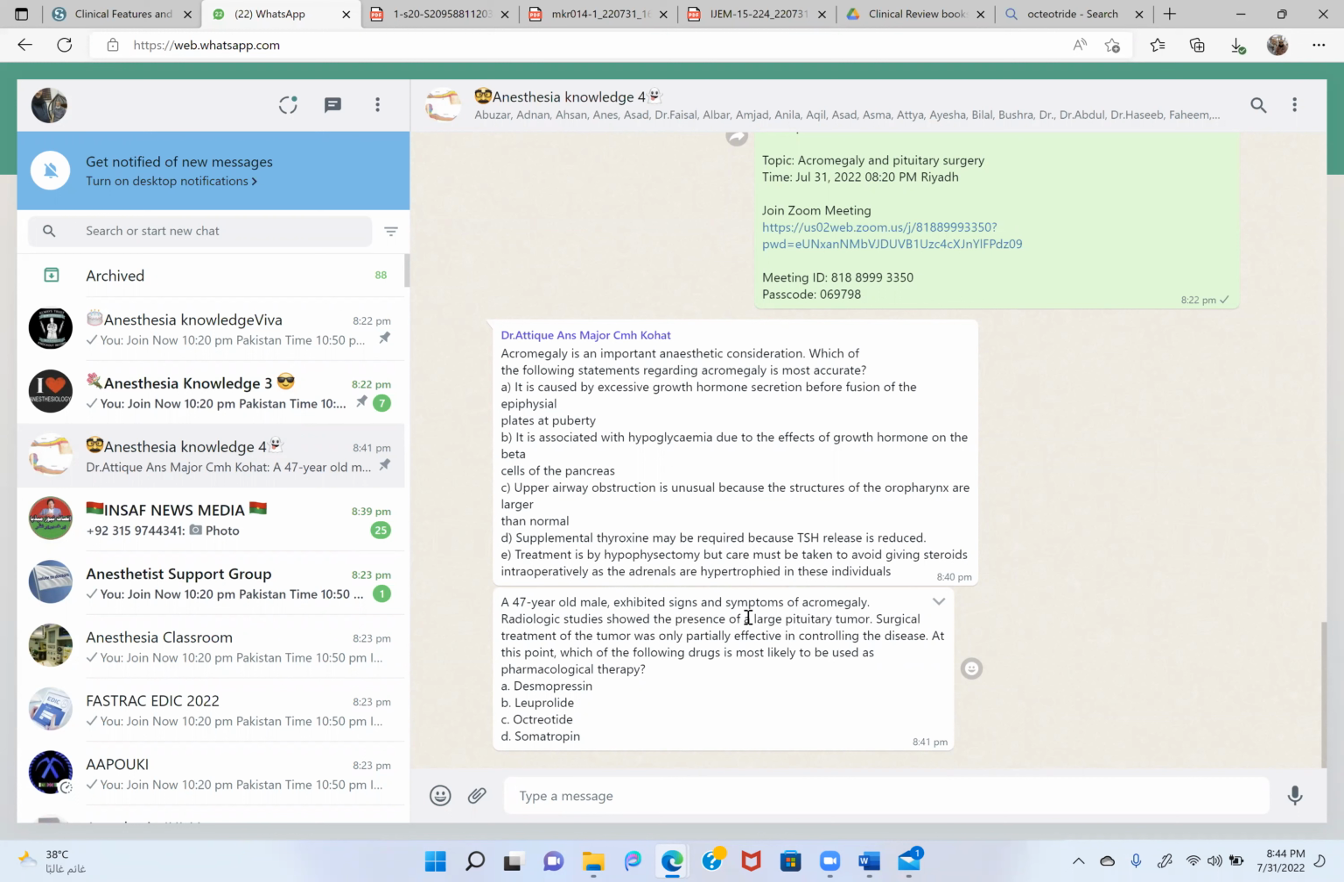Exhibited signs and symptoms of acromegaly. Radiological studies showed the presence of a large pituitary tumor. Surgical treatment of the tumor was only partially effective in controlling the disease. At this point, which of the following drugs is most likely to be used? Yes, it is octreotide. I'm not sure about these medications, leuprolide and somatotropin. So whenever you read such MCQs, you should have a look at these other options, so that your knowledge will be expanded.